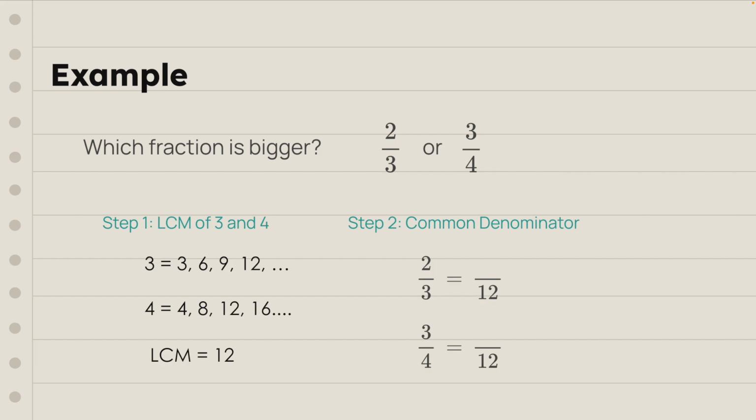So to get from 3 to 12, I'm multiplying by 4. 2 times 4 is 8. To get from 4 to 12, I multiply by 3. 3 times 3 is 9. So I get 8/12 and 9/12, which tells me that this is bigger. 9/12 is bigger than 8/12, which means 3/4 is bigger than 2/3.